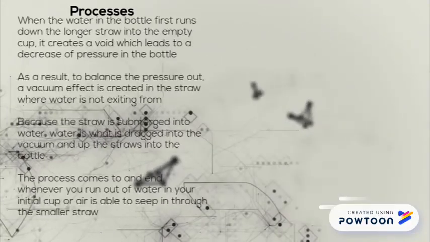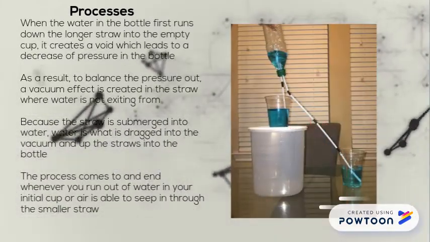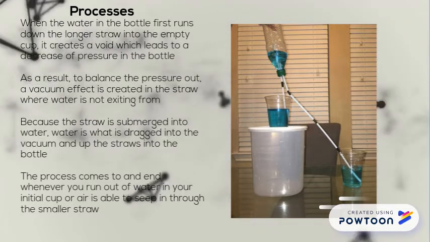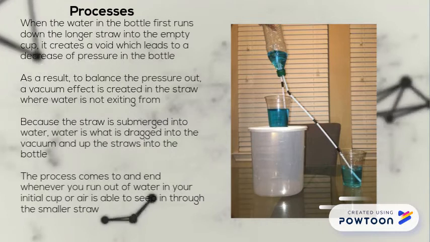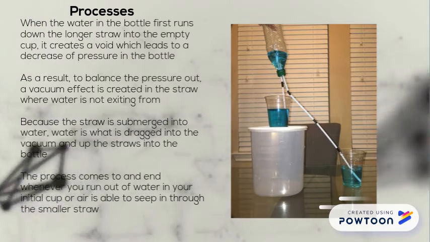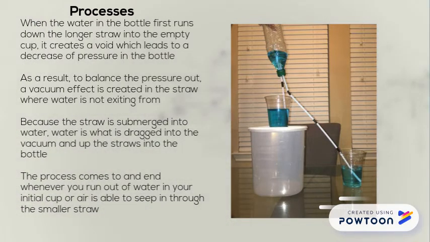As the water runs out of the bottle, there's a decrease in pressure in the bottle. Due to that, in the short straw, there's a vacuum effect which vacuums the water up the short straw and back into the bottle and back down the long straw, which creates a cycle of water being brought in and taken out until you run out of water.